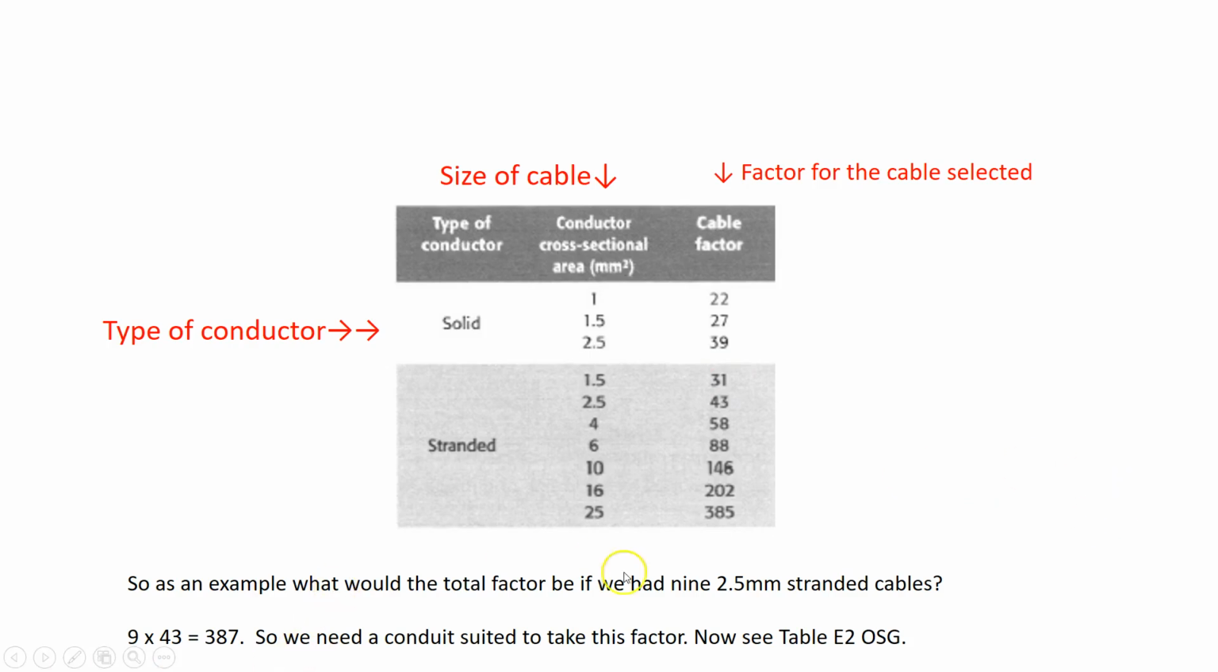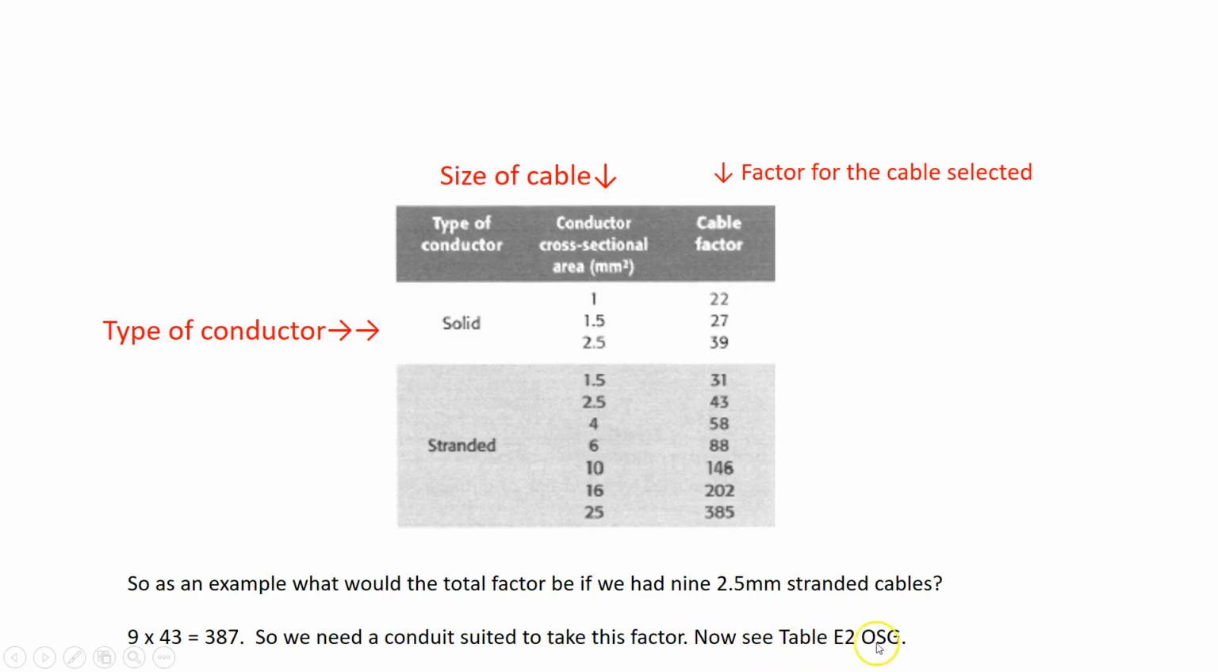So as an example, what would the factor be if we had 9 2.5mm stranded cables? What do we actually need? So it's quite simple maths. I can find a factor of 43 for 2.5. I've got a factor of 43 there. 9 times 43 equals 387. So I need a conduit suited to take this factor.